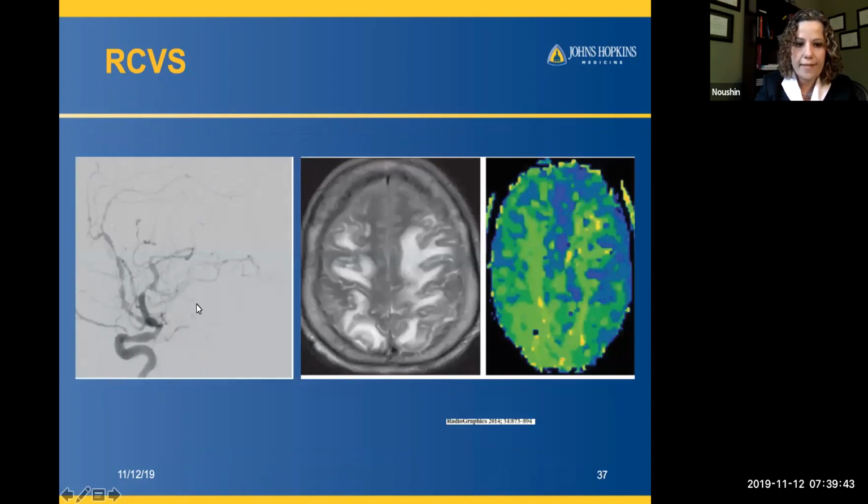This is another example. Angiography showing extensive foci of irregular beaded appearance of the intracranial vessels and extensive edema predominantly in the subcortical white matter, and very heterogeneous perfusion.